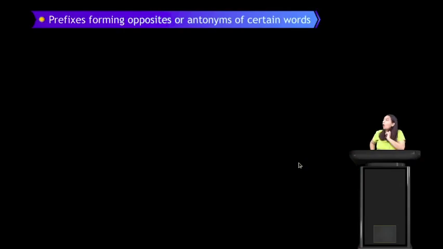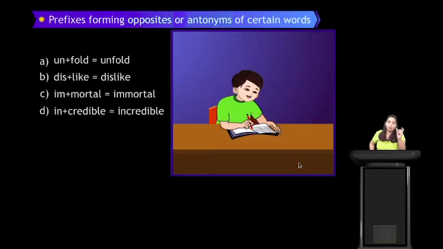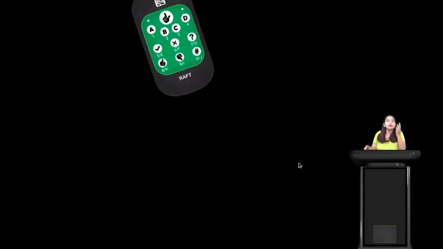Prefixes forming opposites or antonyms of certain words. Just listen carefully. Un plus fold is unfold. Then dis plus like is dislike. Then im plus mortal is immortal. Then in plus credible is incredible. All right, these are the prefixes.